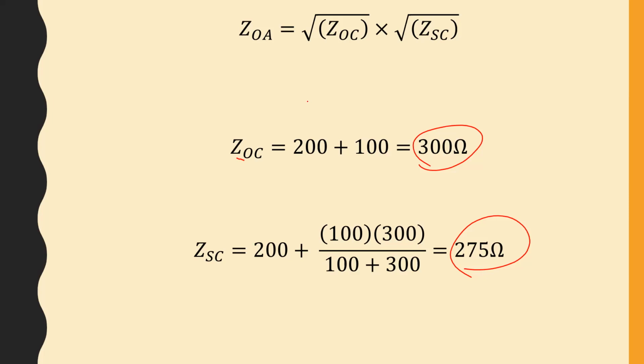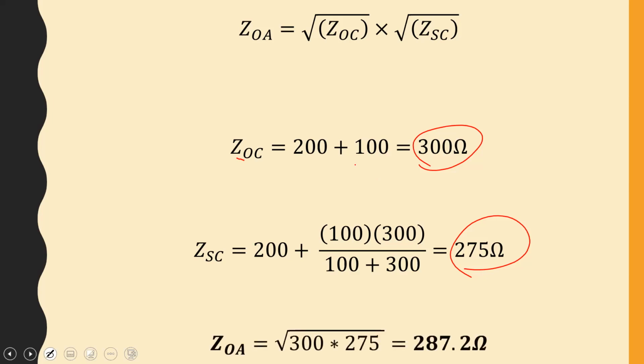So it means, therefore, that our image impedance looking into port A is 287.2.